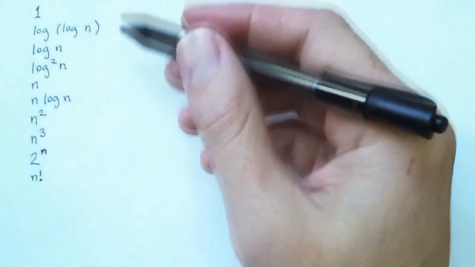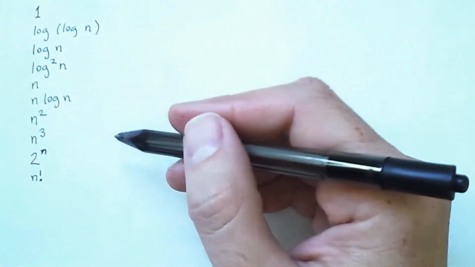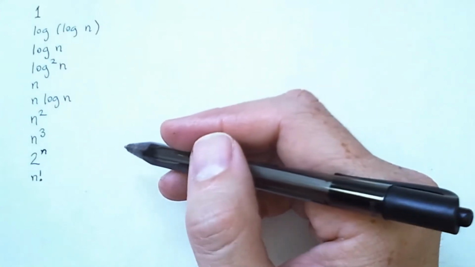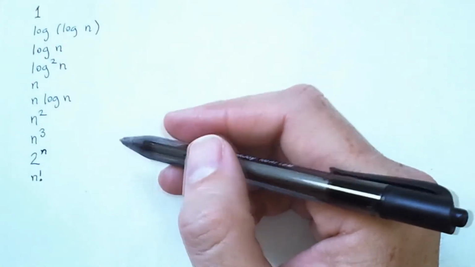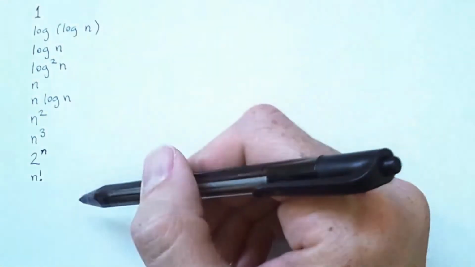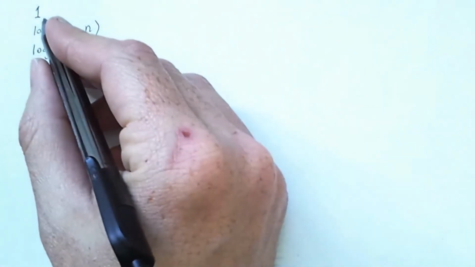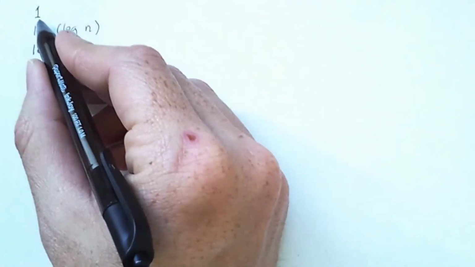This is a list of growth functions that you will commonly see when analyzing computer programs, listed in order from smallest to largest. Now, some of these are more common than others. The first of these isn't even really a function, it's just the value 1.